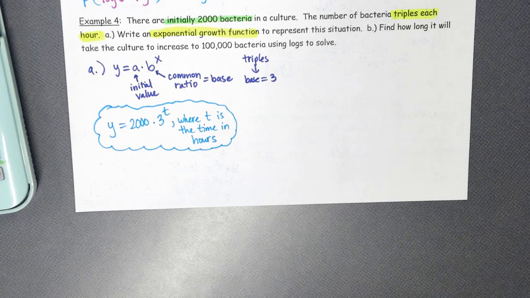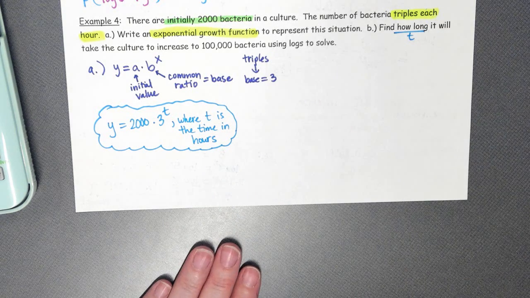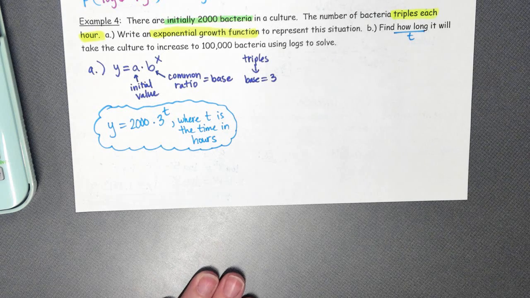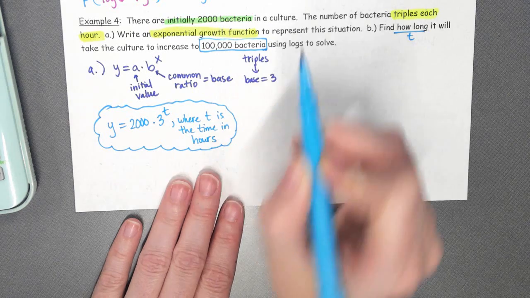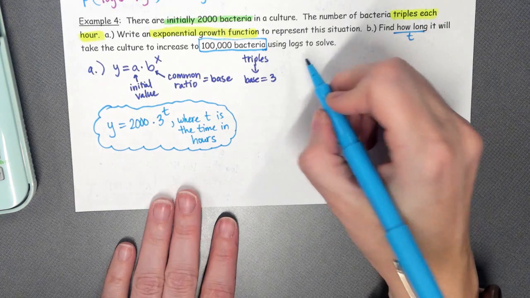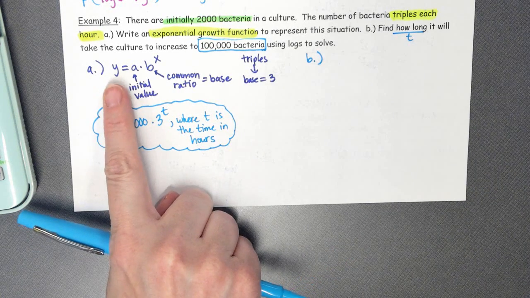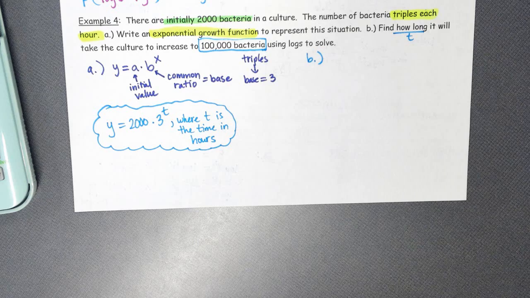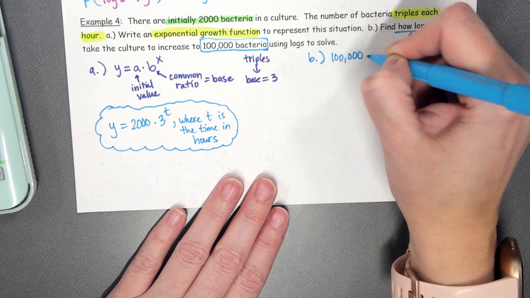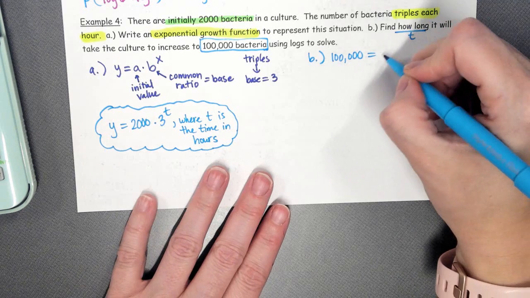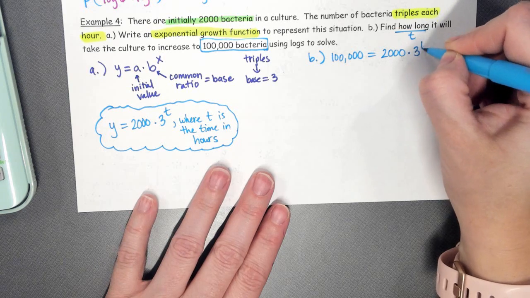Okay, and then for step B it says find how long, so that means we're going to find t, how long it will take the culture to increase to 100,000 bacteria, and we're going to have to use logs to solve. Okay, so if this is the initial value, this is the final value of the bacteria. So if we want to know how long it takes to get to 100,000, we have to set our equation equal to 100,000. Okay, and we're going to learn how to solve this with logs.